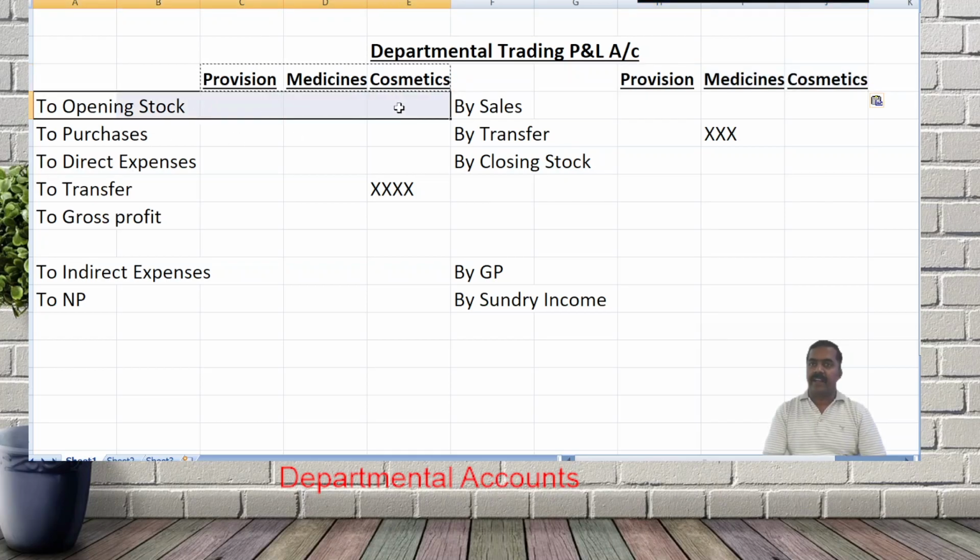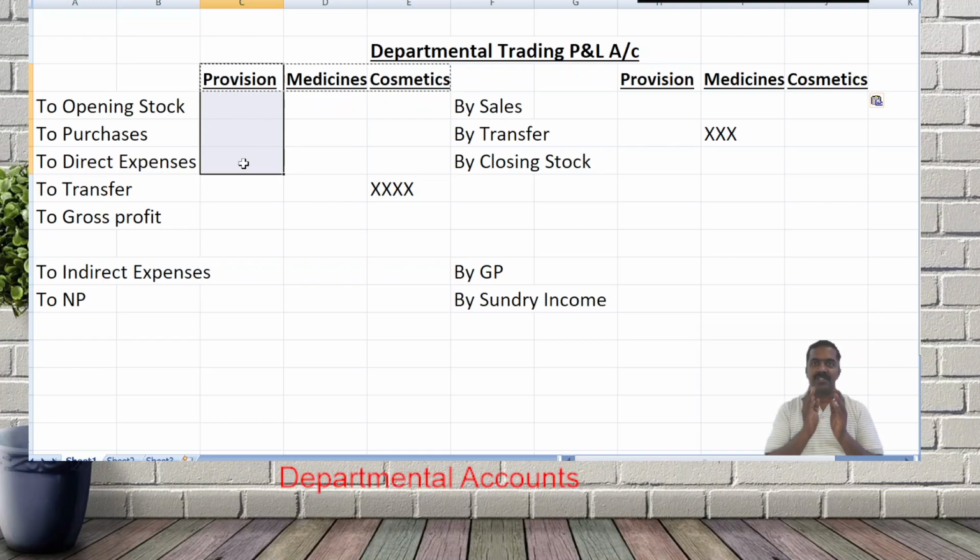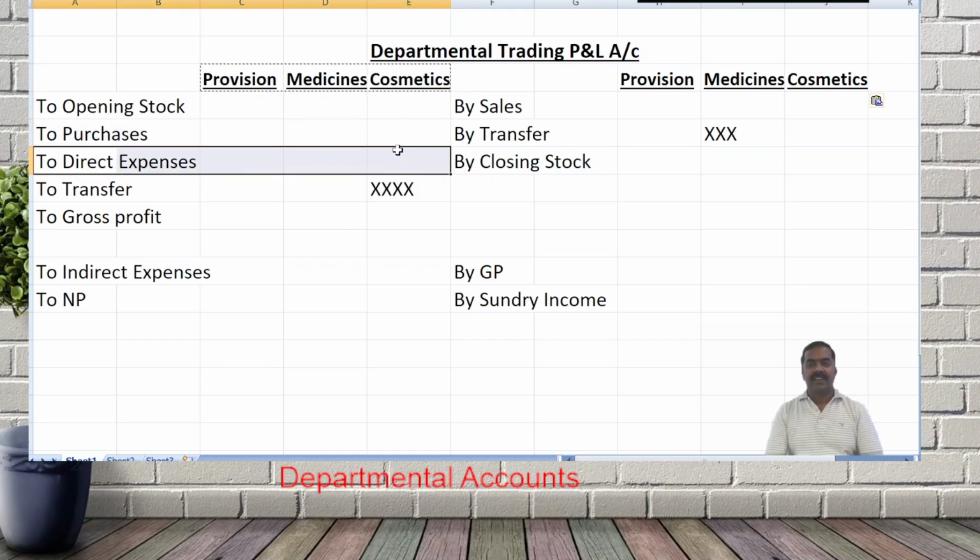Opening stock is separately identifiable. Purchase is separately identifiable. Direct expenses like wages: for example, the worker involved in provisions, can you employ him in medicines? No. In the same way, can medical staff go to the provision section? No. So direct expenses, wages, will be direct expenses. It will be directly allocated.